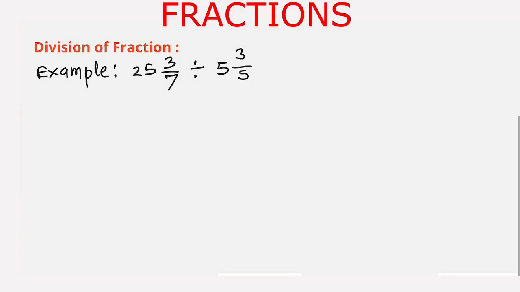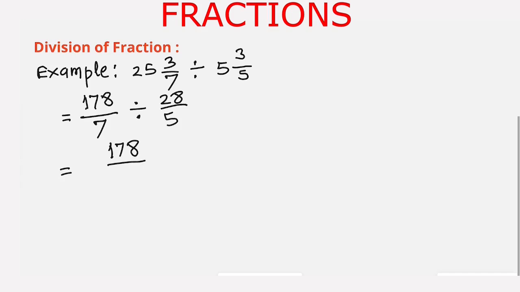We first convert the mixed fraction into normal fraction. So this is equal to 25 times 7 is 175 plus 3 is 178 upon 7 divided by 5 whole and 3 upon 5, which can be written as 5 times 5 is 25 plus 3 is 28 upon 5. So this is equal to 178 upon 7 multiplied by 5 upon 28.